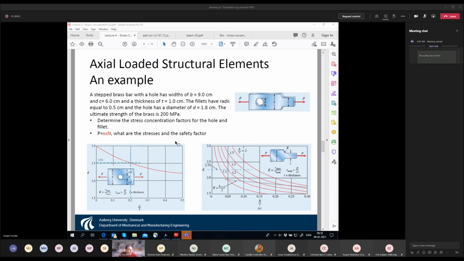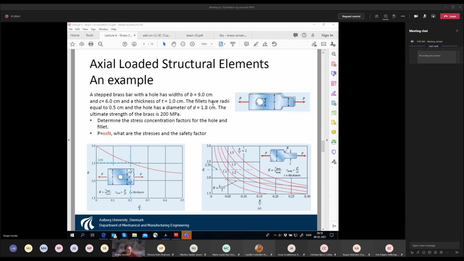And the way to do it is, of course, we have this concentrator, the hole, and then we know that the ratio is 0.2. So we just draw a vertical line until we cross this curve, and then we read the stress concentration factor. Then take the nominal stresses, multiply with the stress concentration factor, obtain the maximum stress, compare with the ultimate strength. Then if we have this fillet, we do more or less the same.